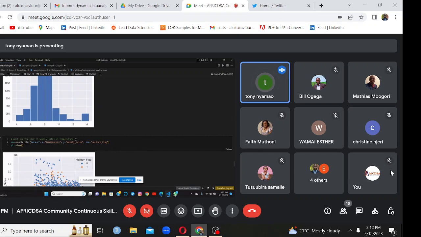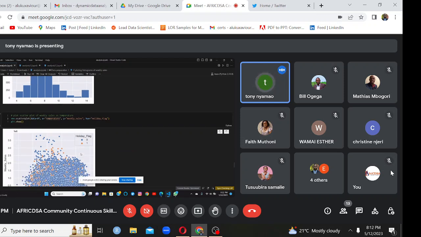Now for the scatter plot, it has to be two variables being compared, or it can be even one. But to understand more of the data, you have to. For me, I prefer having two of the variables to compare in the X and Y axis, where in this situation, I was able to use temperature and weekly sales to determine how the temperature was affecting the weekly sales and how the weekly sales were being affected by the temperature. And also the hue was my holiday flag, which is right here.